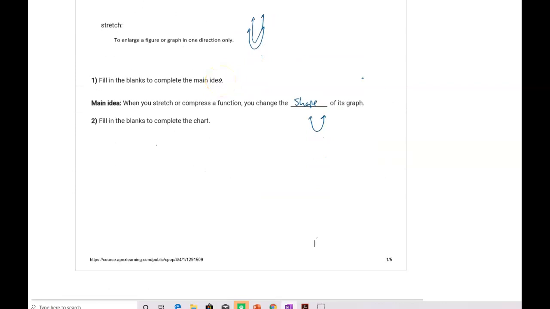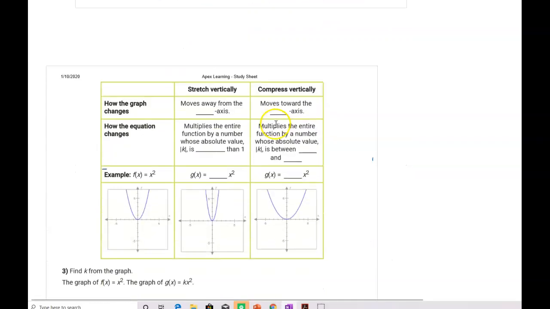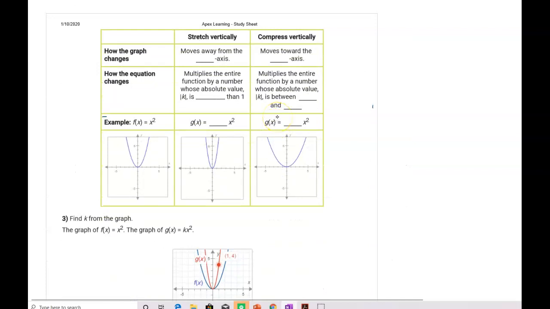Here's the thing. If I give you the parent function f of x equals x squared, and now I'm going to say g of x is some number k times x squared. This k is what compresses or stretches the function, the number you multiply x squared by. So it says when you stretch or compress, you are moving. When you stretch vertically, you are moving away from the x-axis.